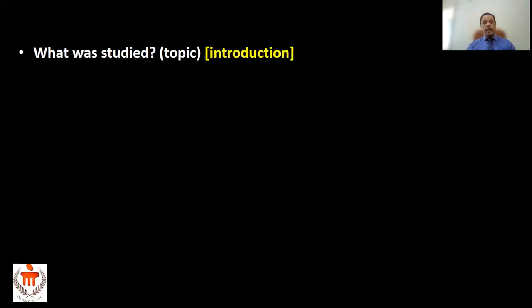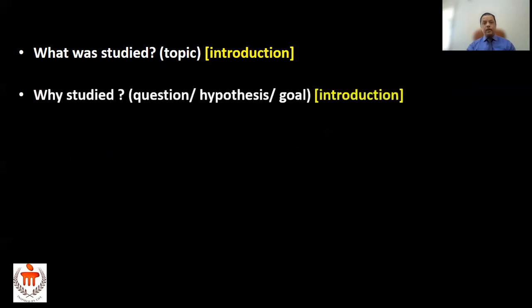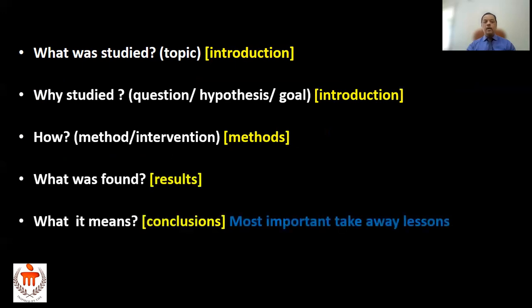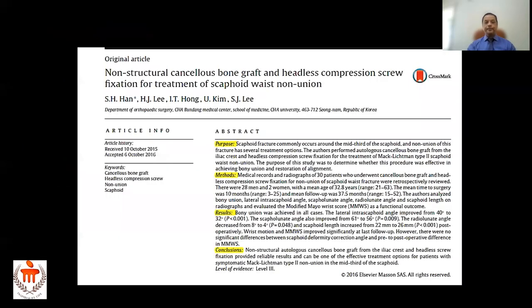Abstract is basically having a couple of parts there. What was studied, it forms the introduction part, and why was it studied, what is your hypothesis or the question that comes in your introduction, how was it studied, the methodology there, and what was found, the results, and what it means, basically the conclusions. So this is the most important takeaway lesson, has to be highlighted at the end of the abstract.